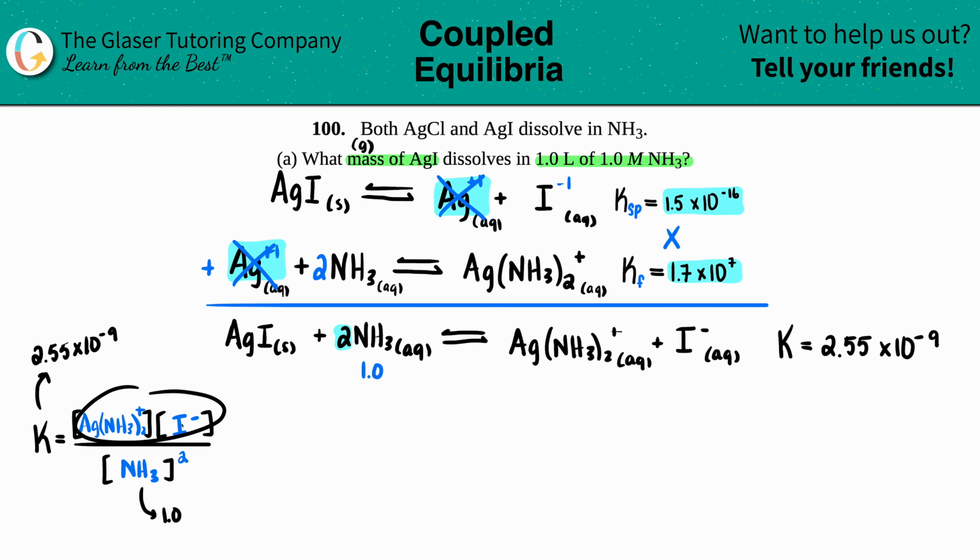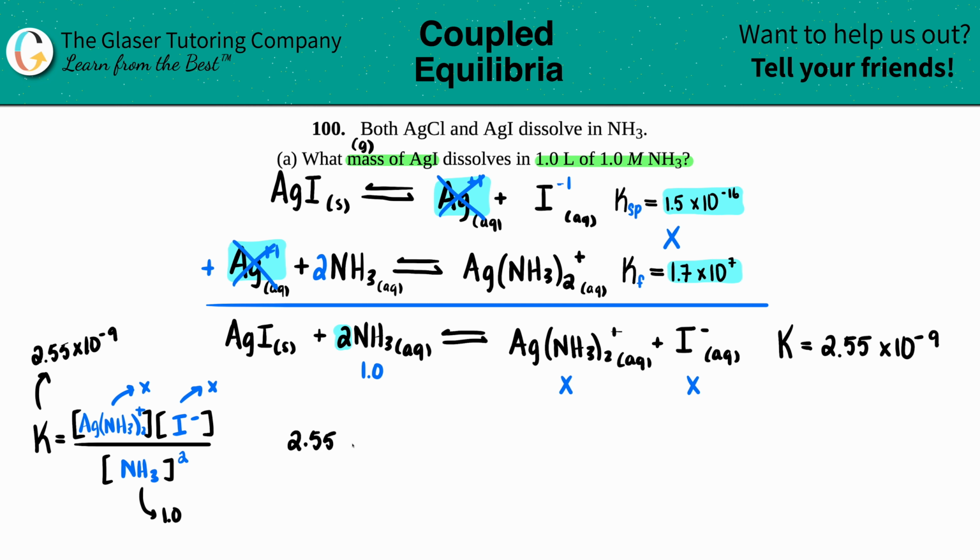But what are these two? Well, we don't know them, so we label it as X. So this would be X, and this would be X. Now we could do the whole ICE table, right? To just see, it'd be 1.0 minus X, X and X. However, I'm looking at this K value, and this is 10 to the negative 9th. So chances are, if we check the assumption, the 5% rule, we're gonna be pretty good. So we're just gonna throw in the X values. This is X, and this is X. And let's see what we get.